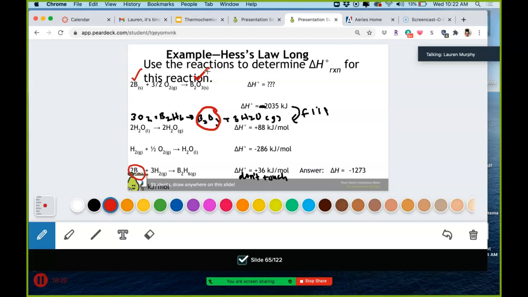This is B2O3, this is B2O3. So I'm not going to touch this one and I'm not going to touch this one, which means I'm probably going to have to manipulate these two. So look, I've got water in the gas form as a product. So I go find water in the gas form. Here it is. It is also a product.